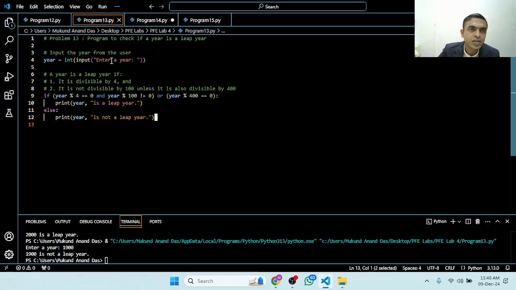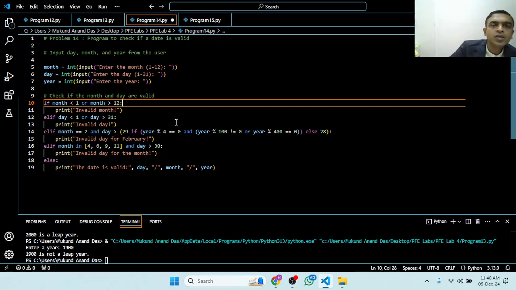Okay, so this is problem 13. Let's go to problem 14 now. Here, the additional thing that we are going to check is input validation. You remember in the hour, minutes, seconds problem, what is the angle the hour hand is going to make at the 12 o'clock position? We wanted input validation. So now we are introducing input validation here.